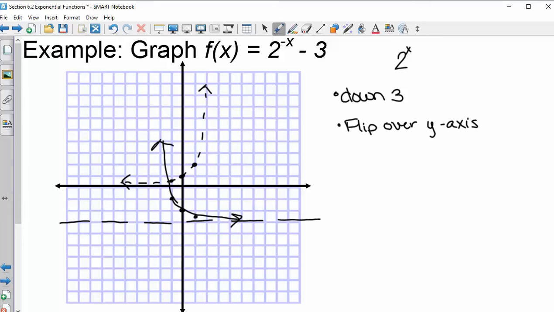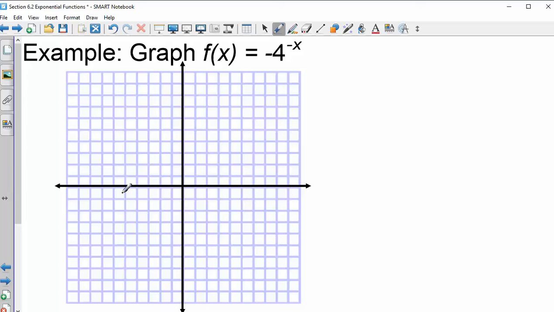I didn't ask for domain and range on this one. If I did, domain every time is negative infinity to positive infinity. Range would be -3 with a parenthesis, comma, infinity. And our final graph.